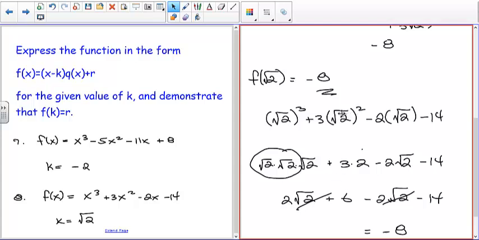Here, the second term, the square root of 2 squared, is just 2, so you get 3 times 2. The third term is just 2 times the square root of 2, so we'll bring that down, and bring negative 14 down. You can see the first term and the third term are the same, except one's positive and one's negative, so they cancel out. We just take 6 minus 14, which is negative 8. And that's what we expected.